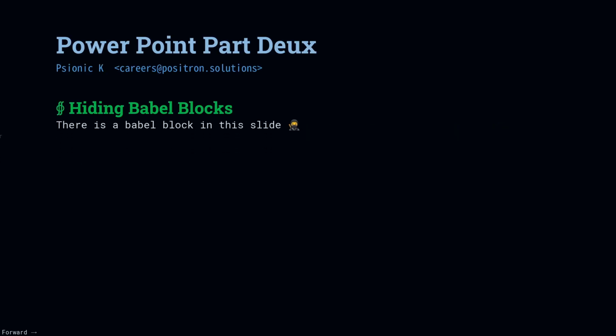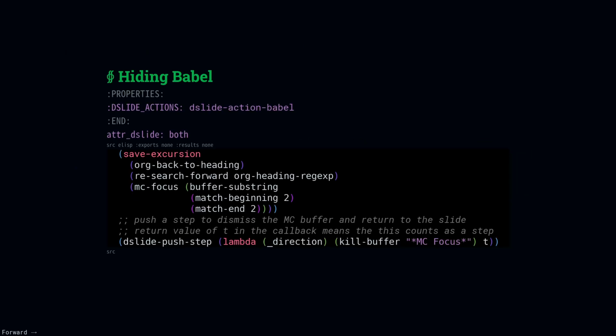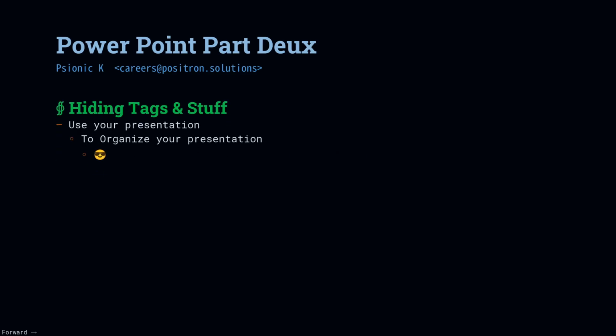Babel blocks have had their support expanded a lot since the early versions to do things like use the export settings and the result settings to control how we display the block and how we display the results. The block hidden in this slide implements an action, and here's what the source for that block looks like. Use the exports option to control the visibility of the block, and use the results option to control the visibility of the output.